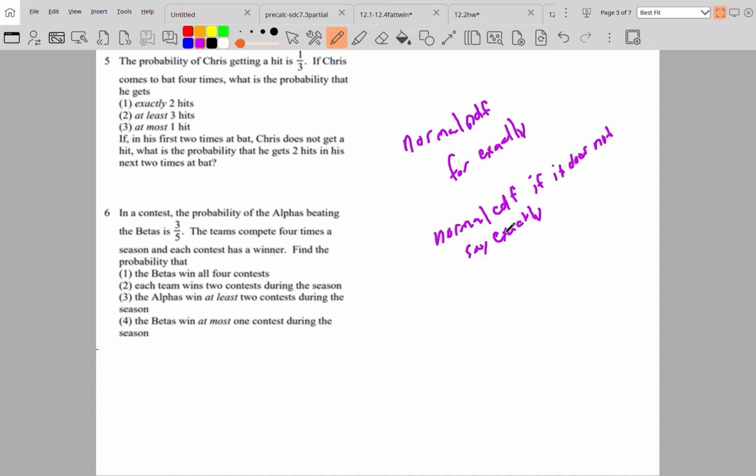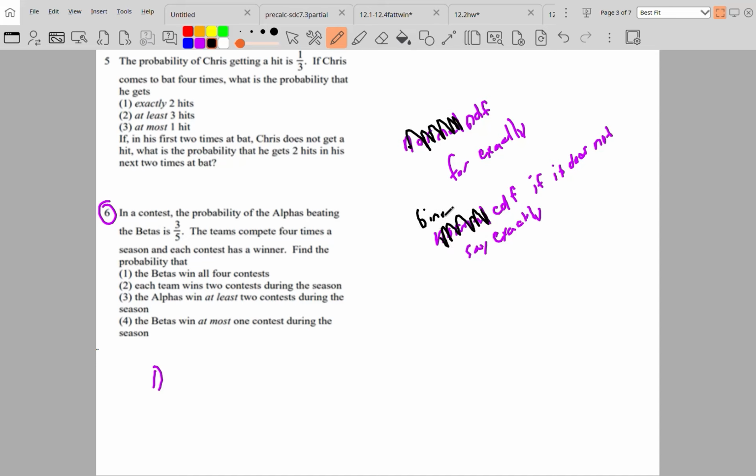Okay, so this will hopefully be a little easier. So I'm going to do number 6. Number 1 is the betas win all 4 contests. Now it doesn't say exactly 4, it says they win all 4. That's going to be a normal, I don't know why I'm saying normal either. Ugh, I need to wake up.